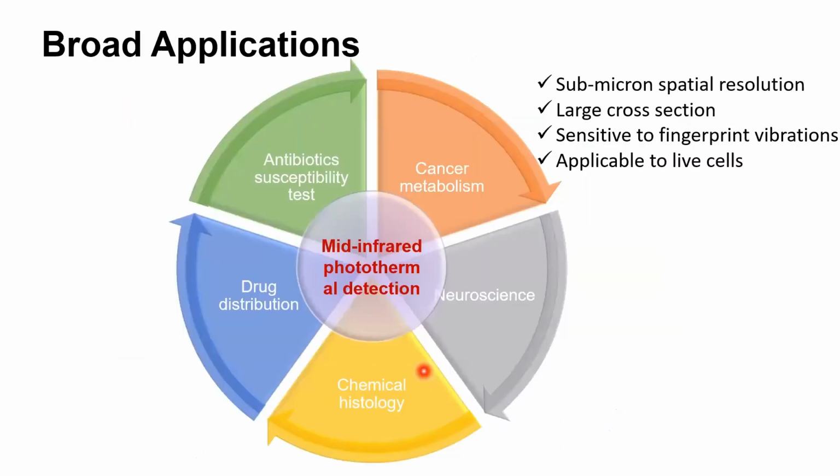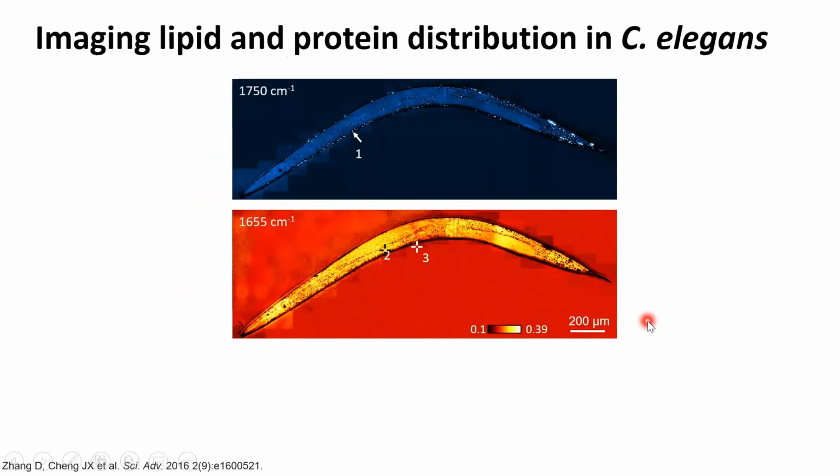So with this, I try to summarize that this technique provides sub-micron spatial precision, large cross-section in the fingerprint region, and it is also applicable to liquid samples or living cells. So this opens many opportunities in cancer, neuroscience, chemical histology at super resolution, and drug distribution, antibiotics. There is a lot of work that has been done. Actually, one thing I would acknowledge is that because this is commercialized, it allowed even broader applications. Here I just showcase a few examples.